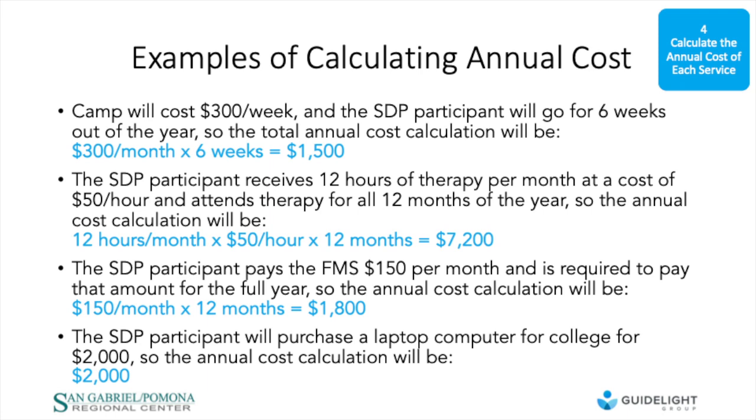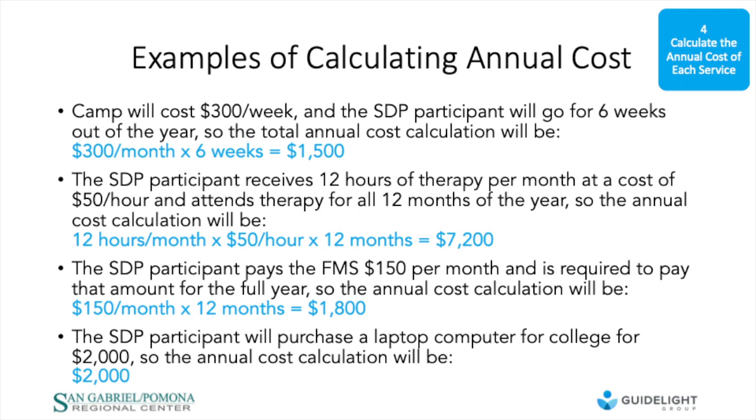Let's say camp costs $300 a week, and the SDP participant will go for 6 weeks out of the year. The total annual cost calculation will be $300 per week times 6 weeks equals $1,800.